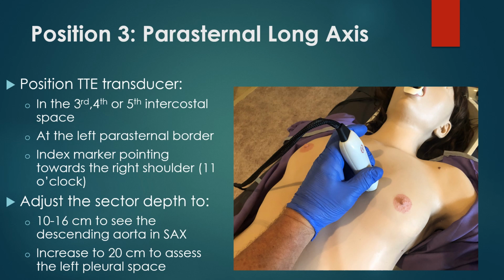Parasternal long axis, you're just rotating 90 degrees. It's in the same spot, left parasternal border, but the index marker is pointing toward the right shoulder instead of towards the left shoulder. Your sector depth is about 10 to 16 centimeters. The handhelds are very nice, and some of the presets are very nice as well, going ahead and setting you up with the correct sector size and depth and everything else, penetration versus resolution, this and that. So I encourage you to explore the different knobs on your console.